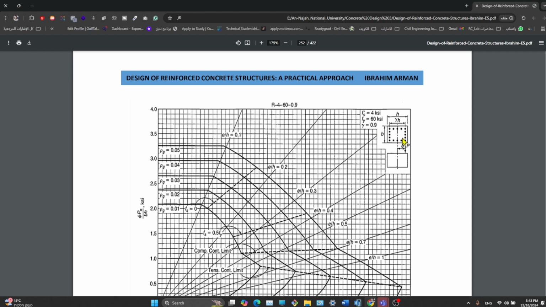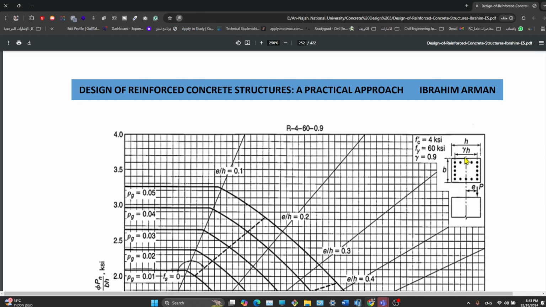Now, what's gamma? Let's zoom in. We have this section. You see it? In this section, from the edge of the concrete, we have this term H. Now, gamma H is the distance from center to center of the corner rebars. Gamma is equal to this distance, center to center of corner rebars, over the total H. So gamma H, the distance, over H, I get the gamma. And gamma in here should be 0.9.